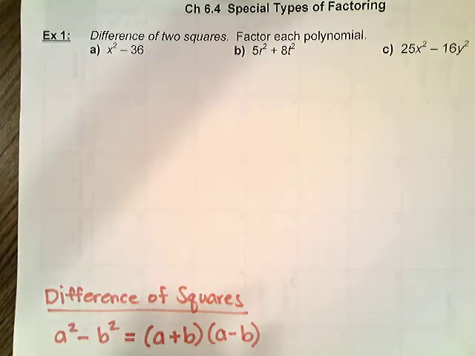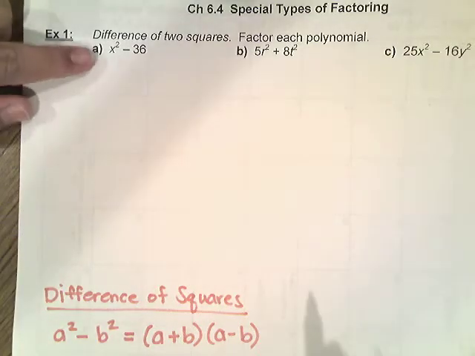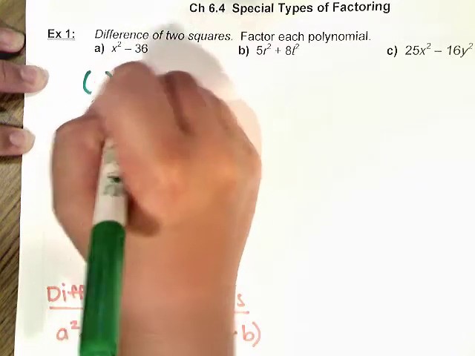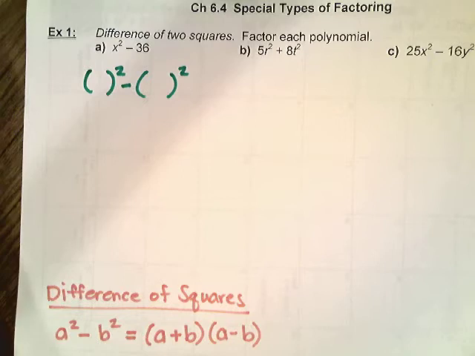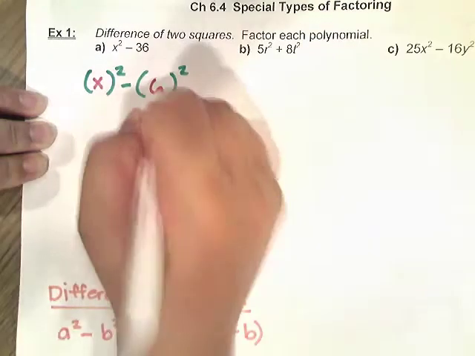So up top, in example 1 part A, we have x squared minus 36. Again, we are still asked to factor the polynomial, so we still need to ask ourselves, is there a greatest common factor? For part A, there is not a greatest common factor. So then we want to work with, okay, can we write each of these terms as something squared and something squared? And the answer is yes. In this case, we can. We can write it as x squared and 6 squared.